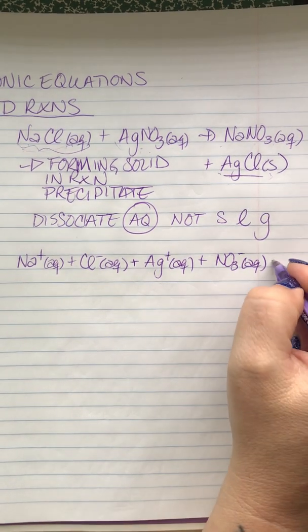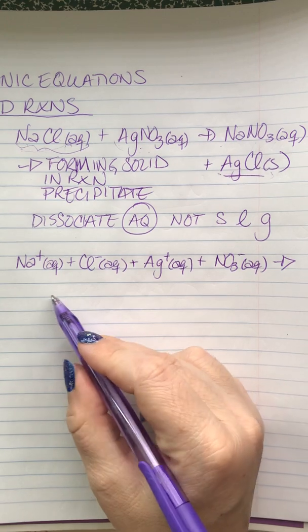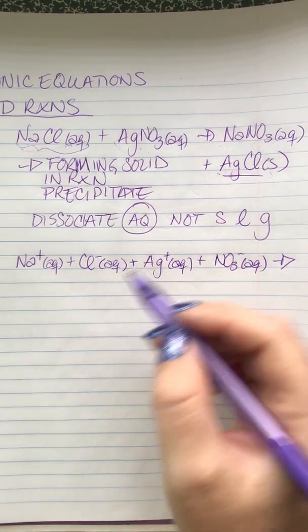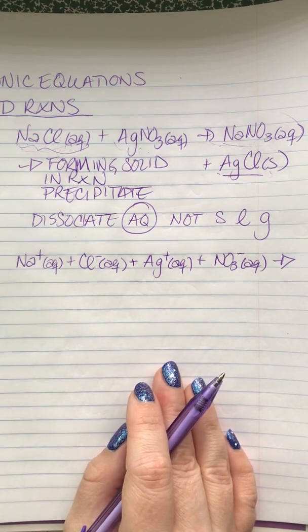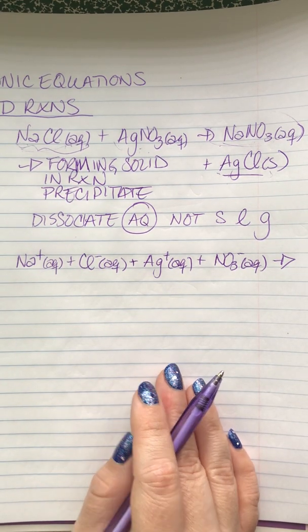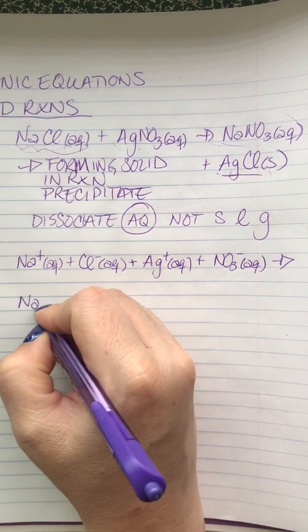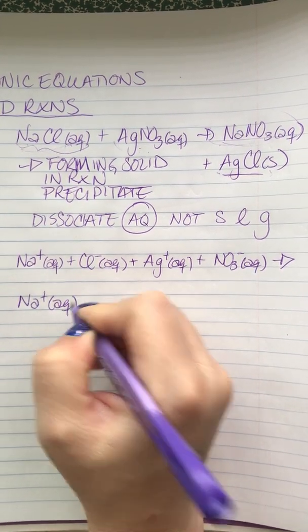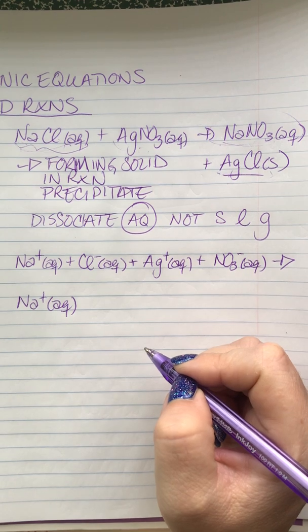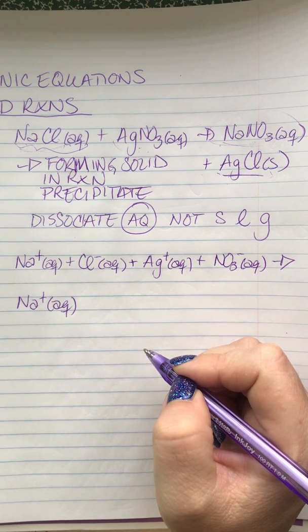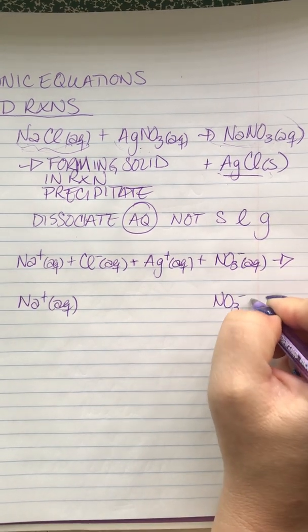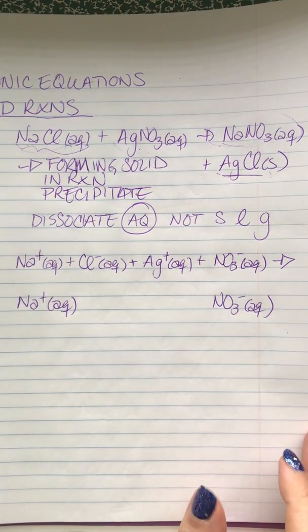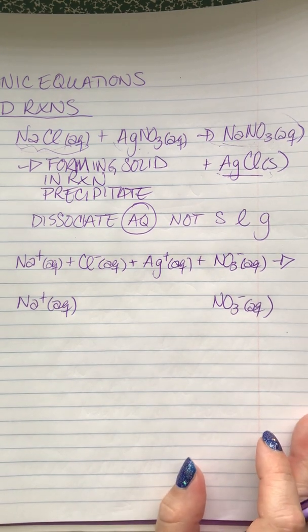Cool. And then on the product side, I'm going to go down a line, sorry, because I don't have room. What will this guy dissociate into? Na plus. So we've got another sodium, right? And then NO3 minus. And another nitrate. Yeah, exactly. Is everybody comfortable with that?